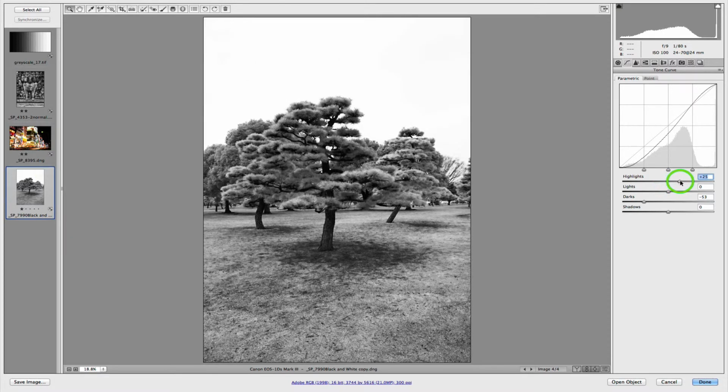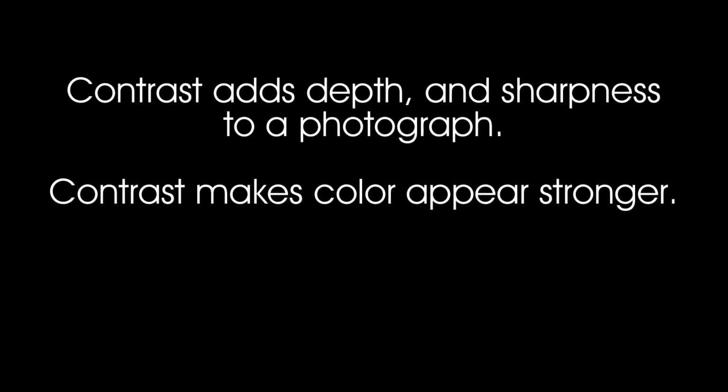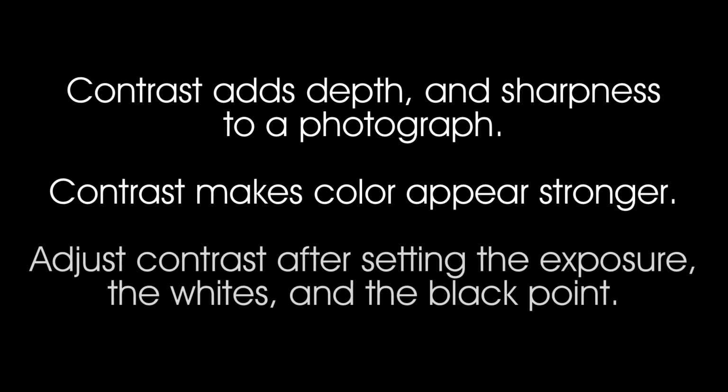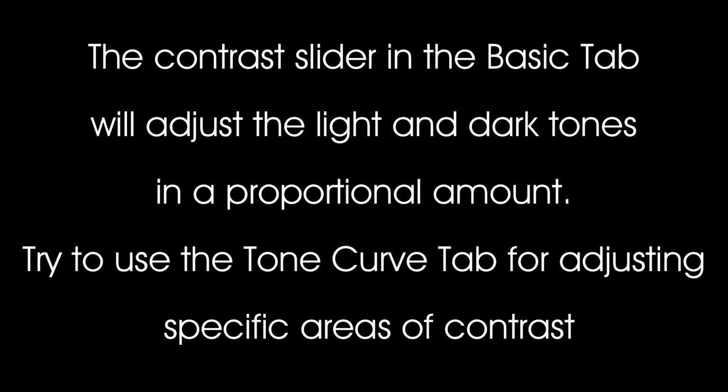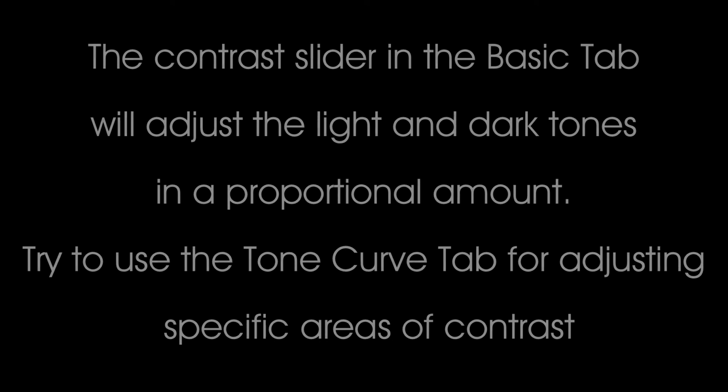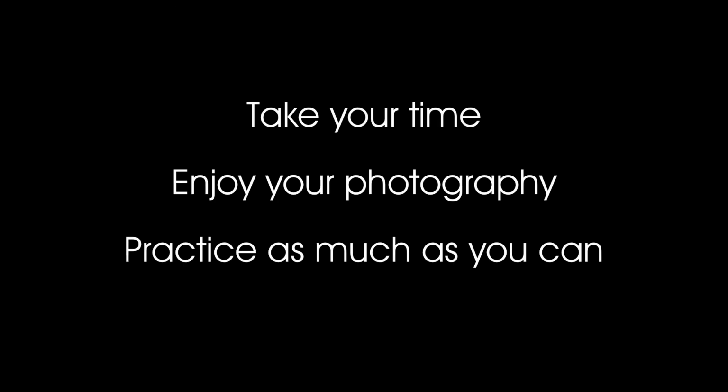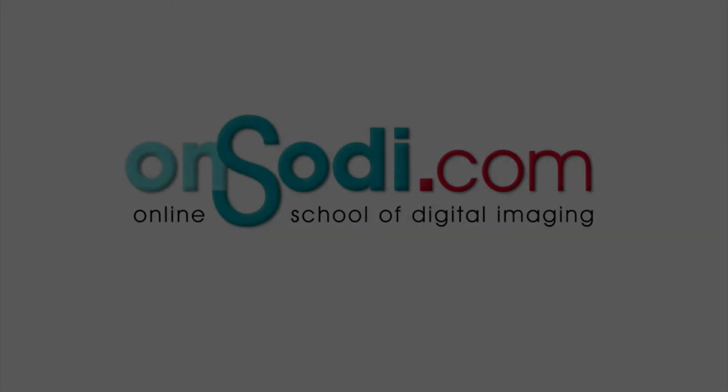Lifting up the highlights just a little bit, and you can see that these local contrast adjustments are really quite effective. In conclusion, contrast adds depth and sharpness to a photograph. Contrast makes colour appear stronger. Adjust contrast after you have set the exposure and the white and black points. The contrast slider in the basic tab will adjust the light and dark tones in equal amounts. And try to use the curve tab for adjusting specific areas of contrast. Take your time, enjoy your photography, and practice as much as you can.